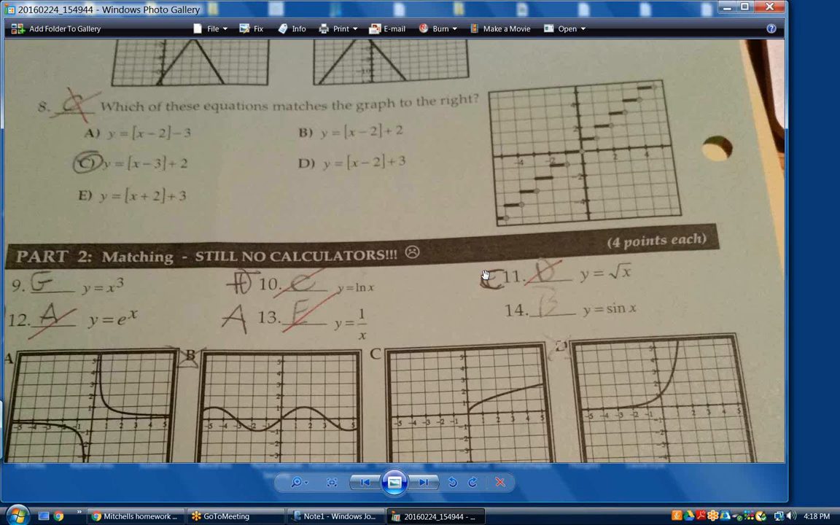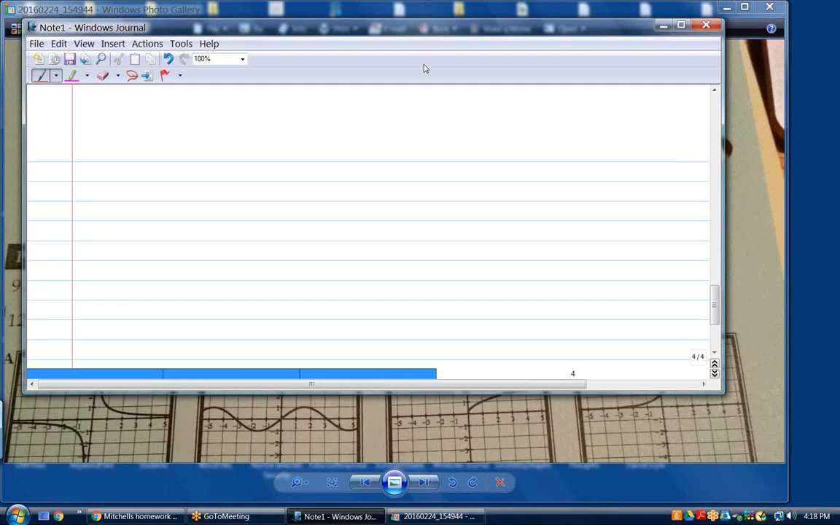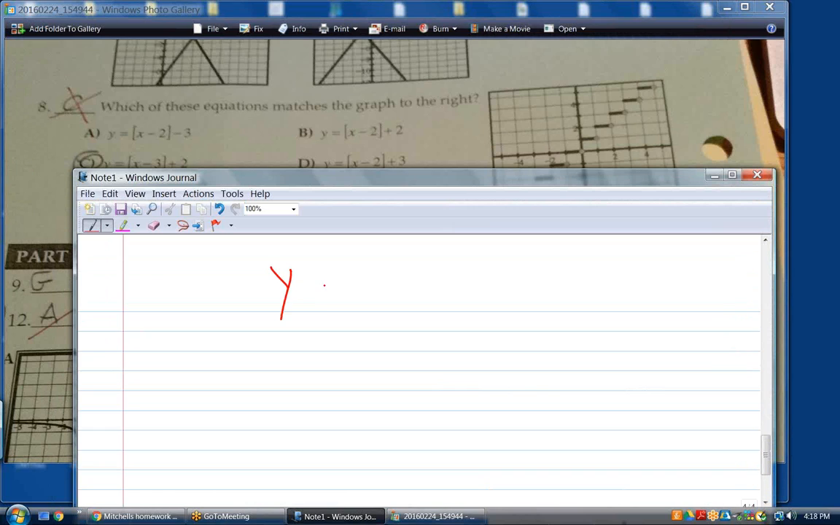It's the greatest integer function. In other words, if I said graph this, y equals greatest integer function, and I put it in a bracket like that, it means if x is 5.6, then the greatest integer is 5. If x is 5.9, the greatest integer is 5. If x is 5, the greatest integer is 5. If x is 4.999, the greatest integer is 4.